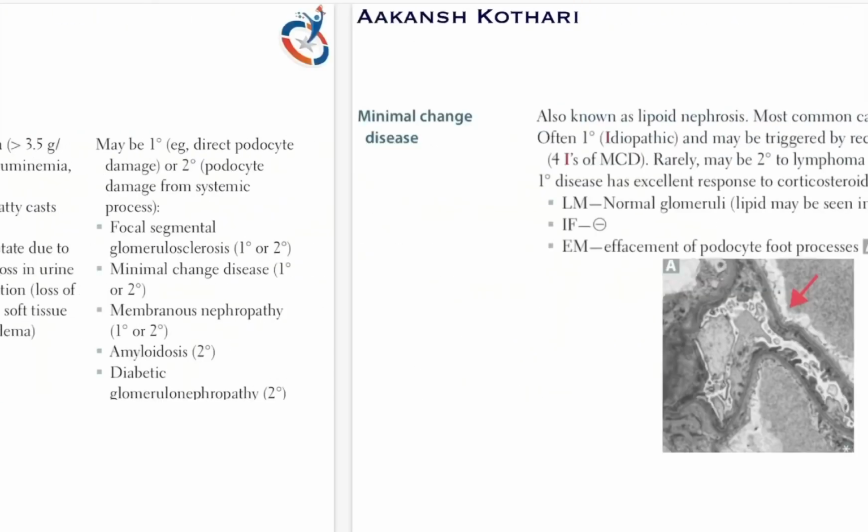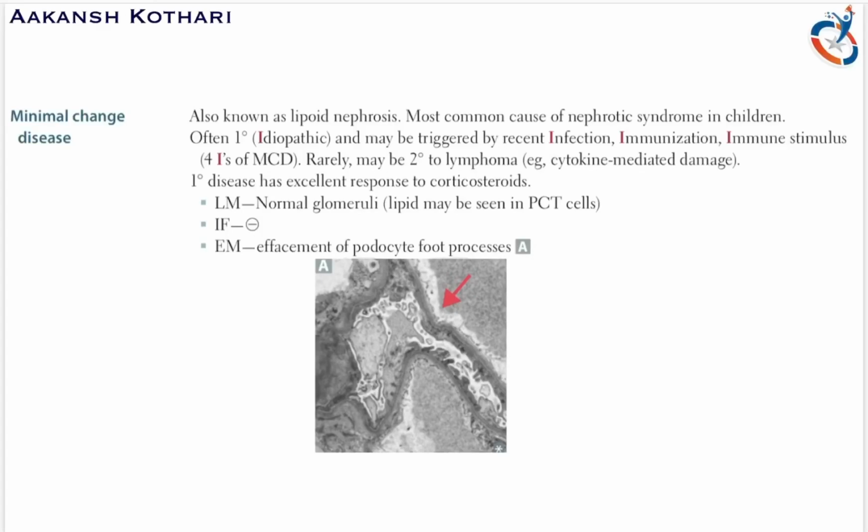Okay, so let us first talk about minimal change disease. This is also known as lipoid nephrosis, and it is the most common cause of nephrotic syndrome in children. This is very important. If a child presents with symptoms of nephrotic syndrome, it is majorly minimal change disease. It is often idiopathic, that means the cause is not known, but it is triggered by recurrent infection, immunization, or an immune stimulus.